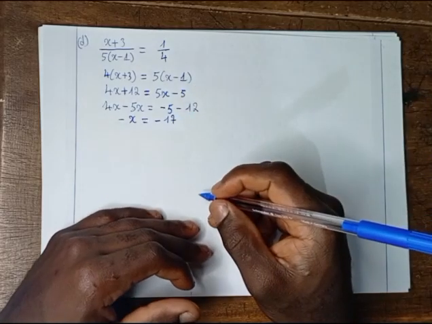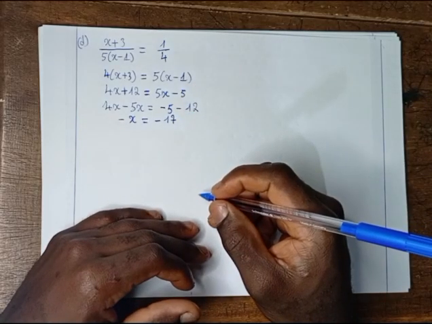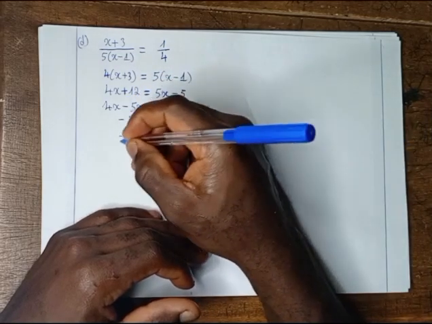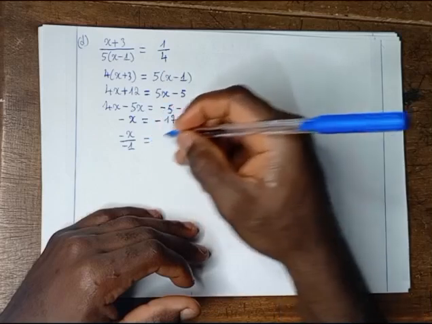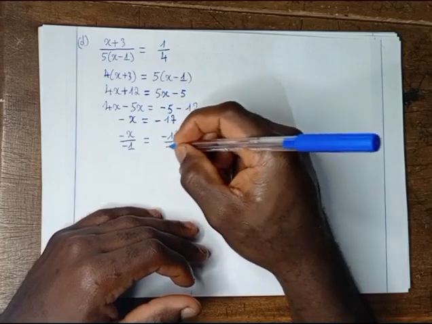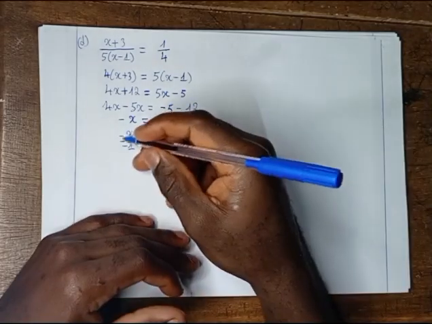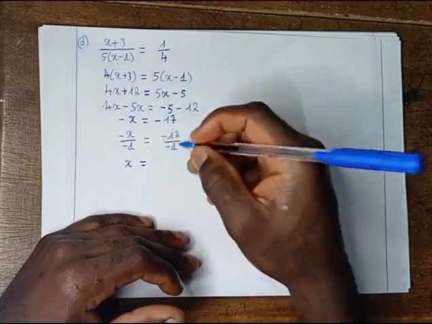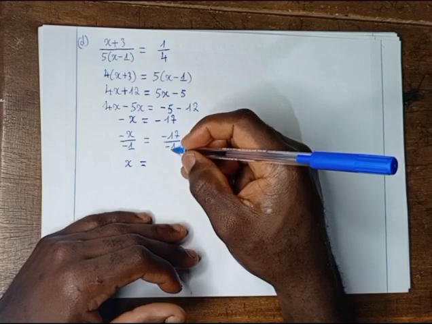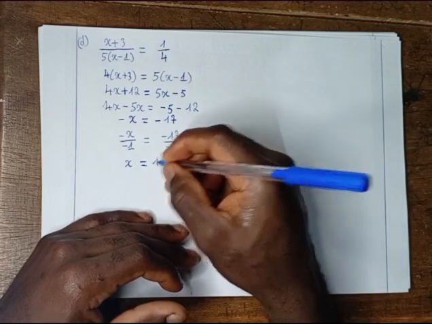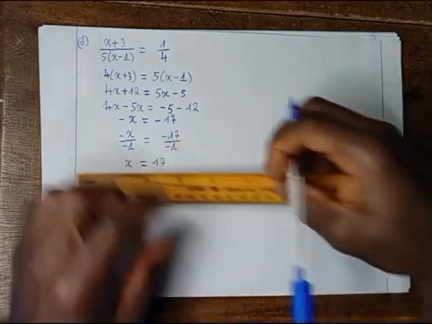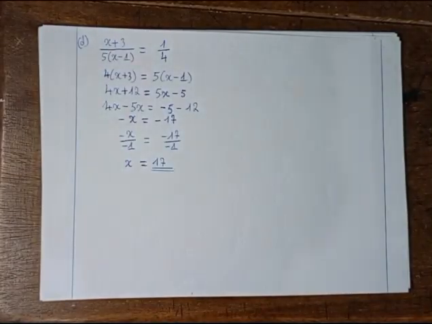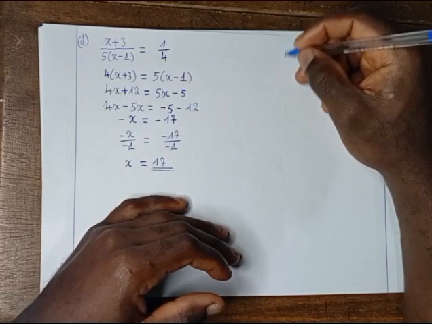17. Next, for us to get the value of x, we are simply going to divide both sides by the coefficient of x, which is negative 1. Negative x over negative 1 will be equal to negative 17 divided by negative 1. Negative x divided by negative 1 simply gives us x to be equal to negative 17 divided by negative 1. The result will be positive, which is 17. Simply means that if we replace x at the left hand side with 17 and simplify, we are going to obtain 1 quarter. Let's verify.